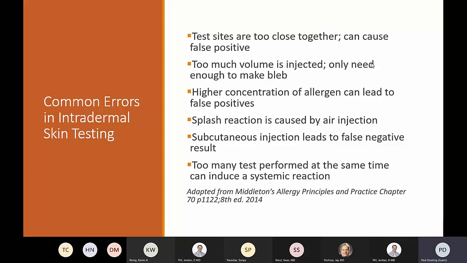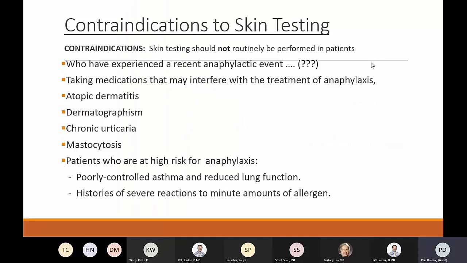So let's talk about times when you wouldn't go into skin testing. Skin testing is not routinely performed in patients who've experienced a recent anaphylactic event. Dr. Pitt, from some of his recent research, may have some caveats to that statement, and for those going to the college meeting, they'll be able to see his abstract.